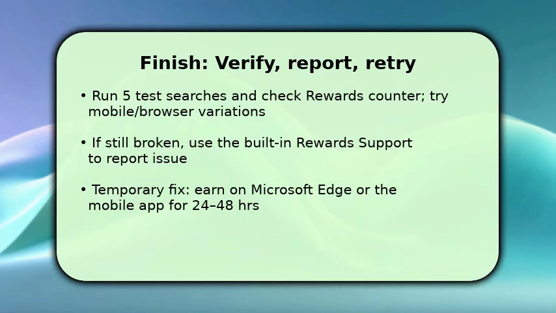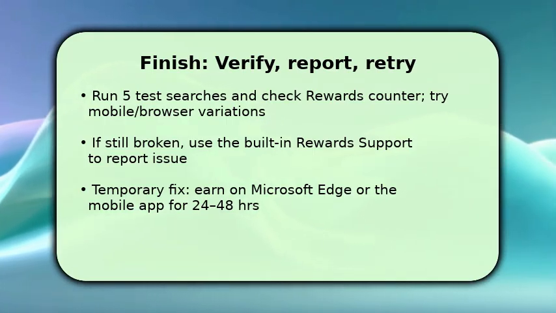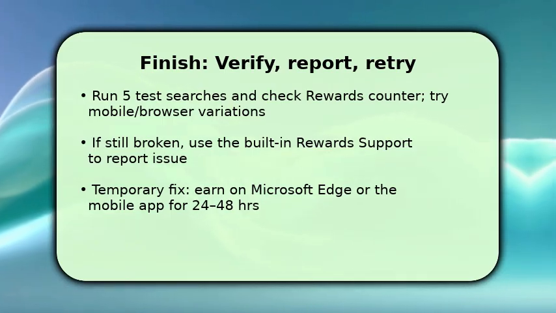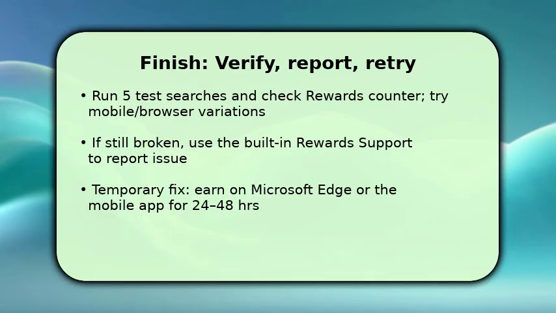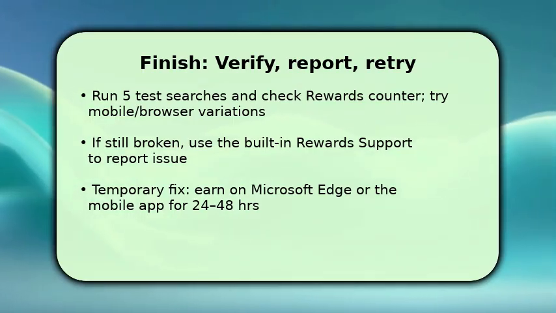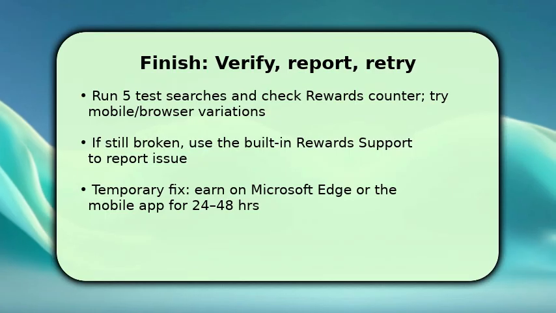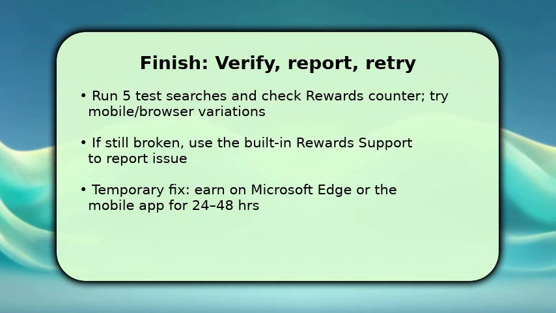To finish, run a set of test actions, 5 certified searches, a quiz, and then check the rewards counter so you confirm new points credit. If nothing appears after trying another browser or the mobile app, file a report via rewards support with timestamps and account details so they can trace the issue. As a practical workaround, you can earn on Microsoft Edge or the official mobile app for 1 or 2 days while support investigates. Troubleshooting tip: if points still fail, try creating a fresh browser profile to isolate problems.